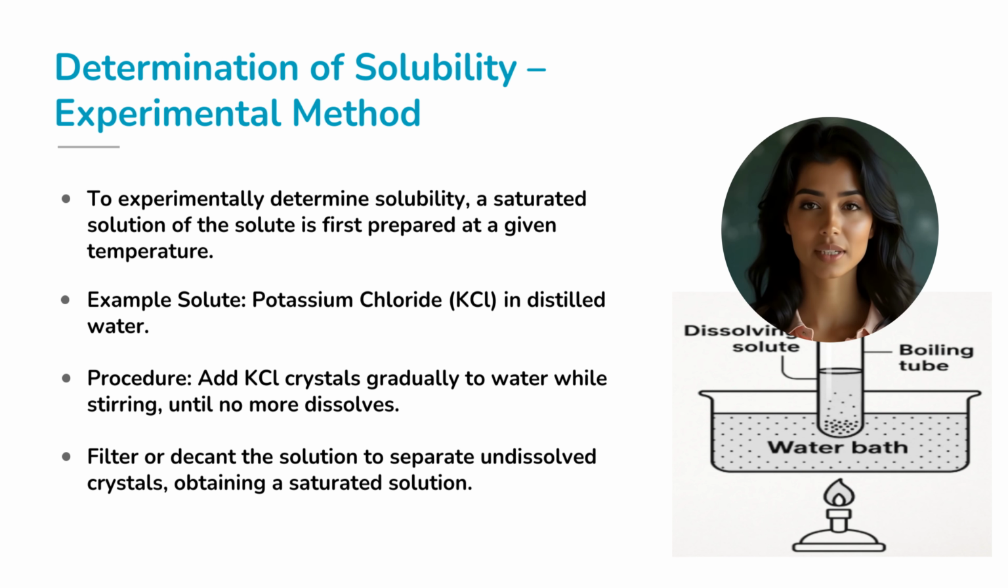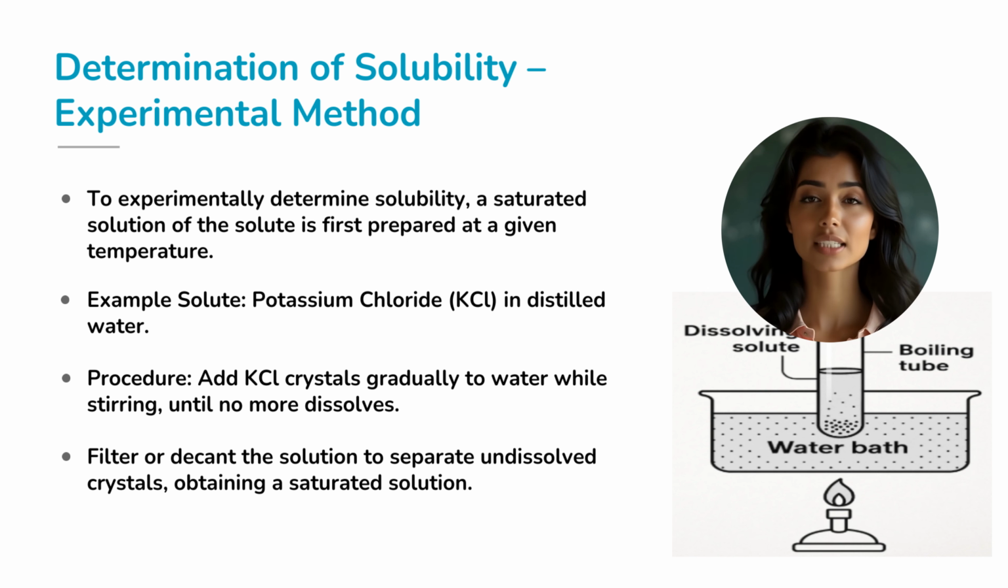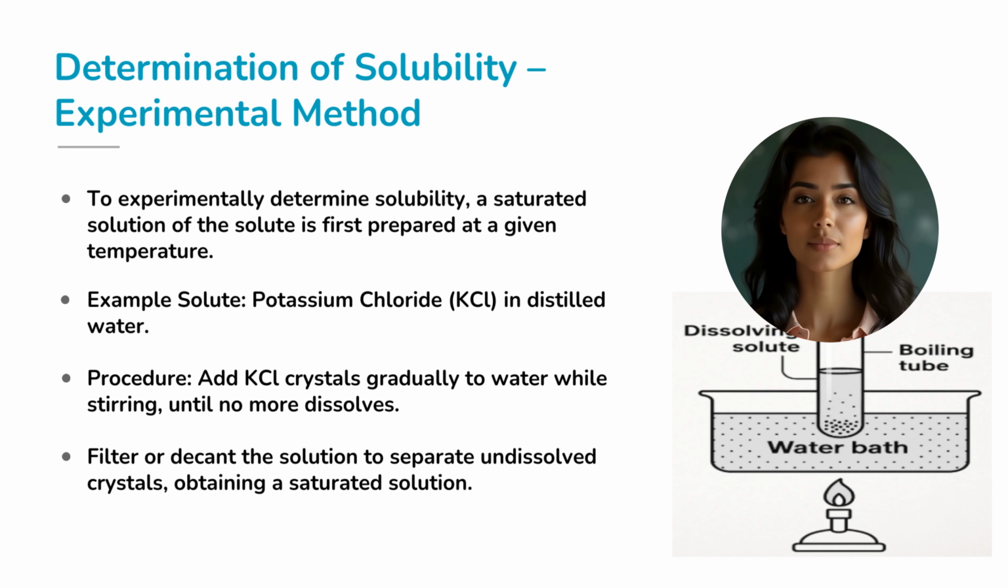Now, how do chemists actually determine solubility in the laboratory? Let's take potassium chloride in distilled water as an example. We begin by adding small amounts of potassium chloride crystals into water at a fixed temperature while stirring continuously. At first, the crystals disappear, but gradually you'll see some undissolved salt settling down at the bottom. This means the solution has reached its saturation point.